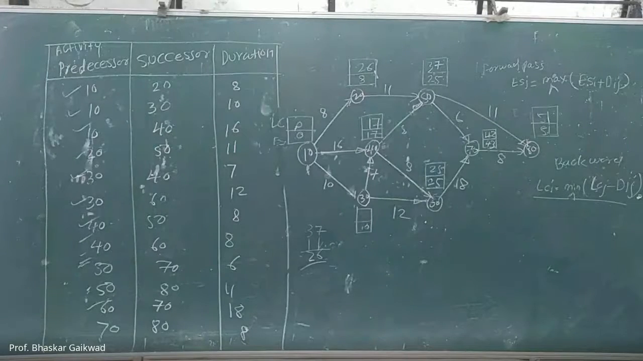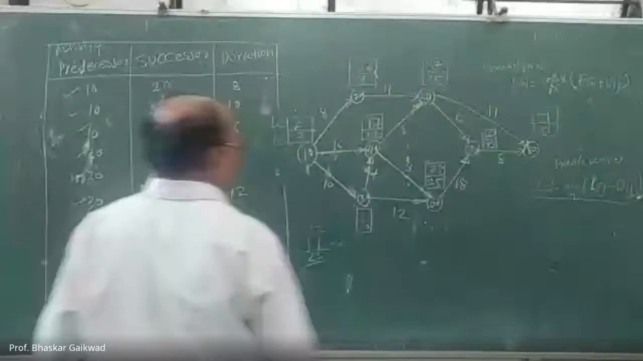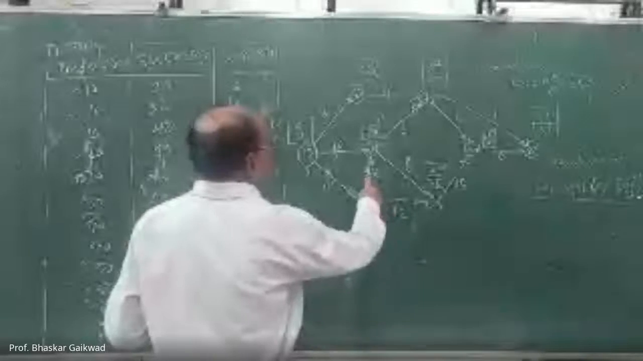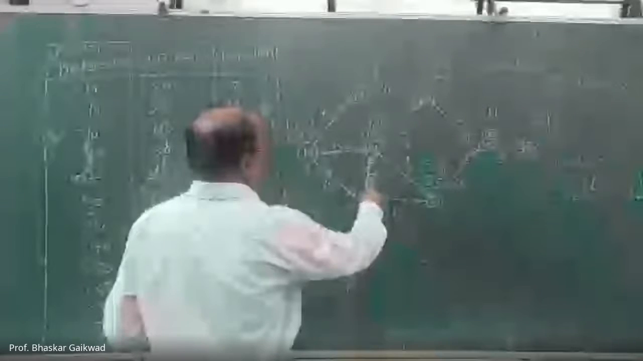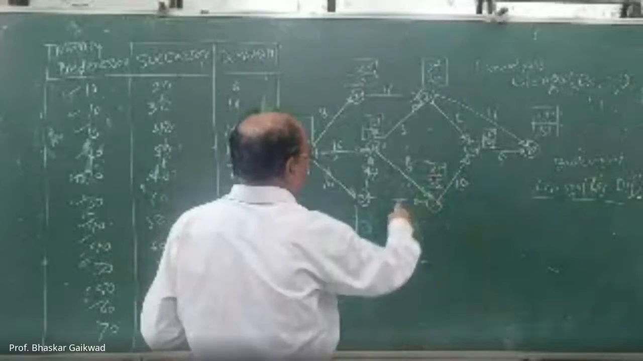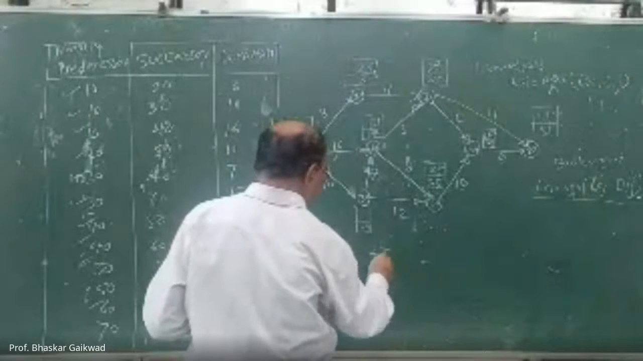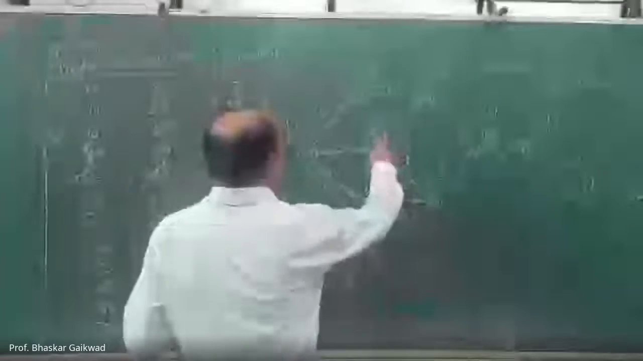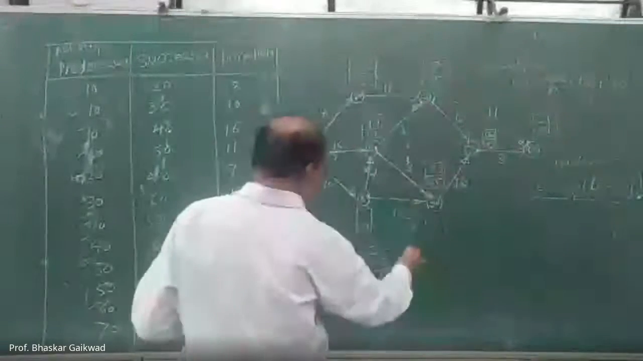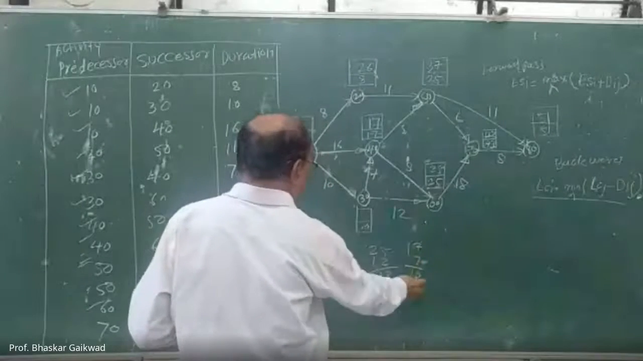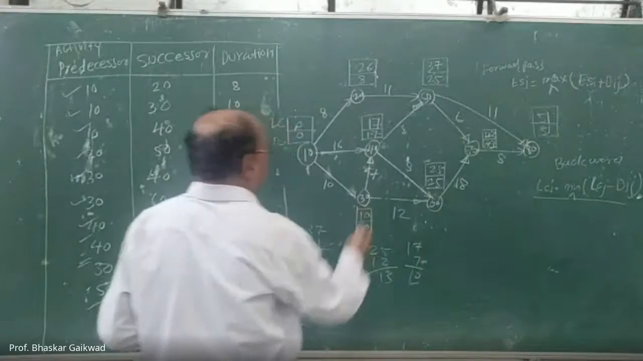Okay, now which is remaining? This is remaining. So here again two activities are there. Out of this you have to decide the minimum. So here 25 minus 12 is 13. Correct. Now here is 7. 17 minus 7 is 10. Which is the minimum? This 10 is the minimum here. You can write 10.